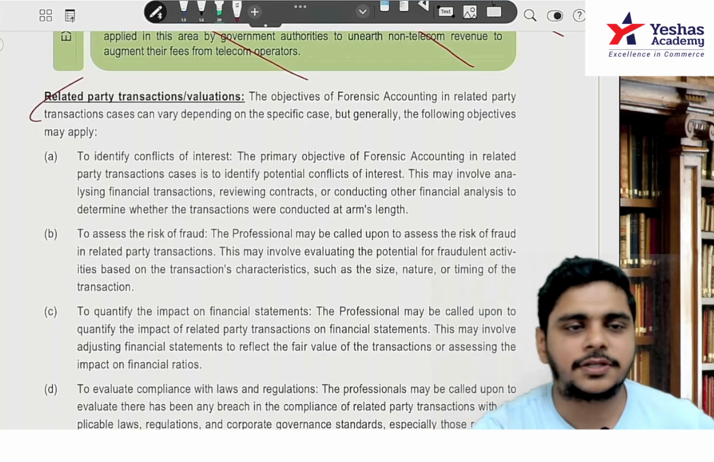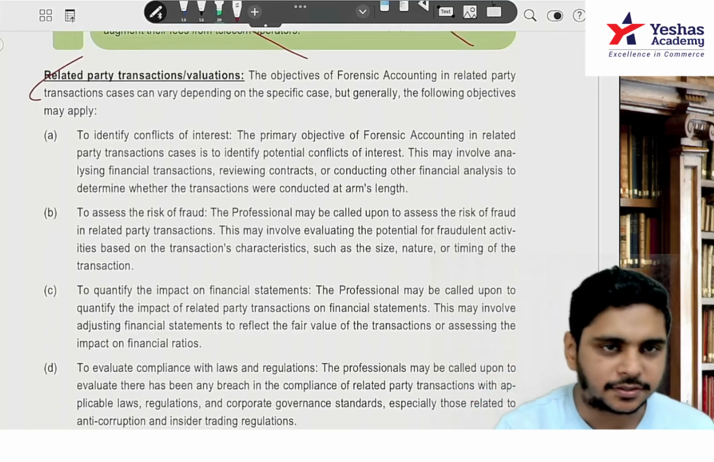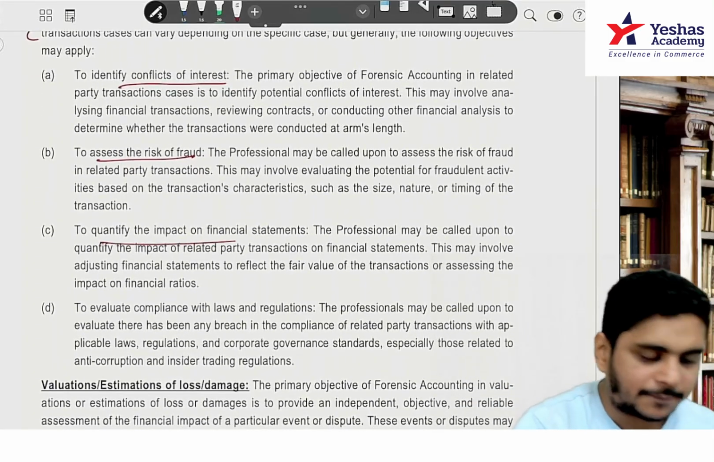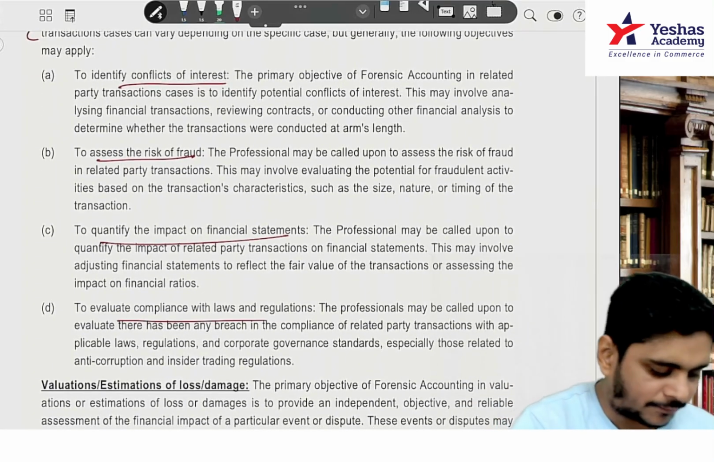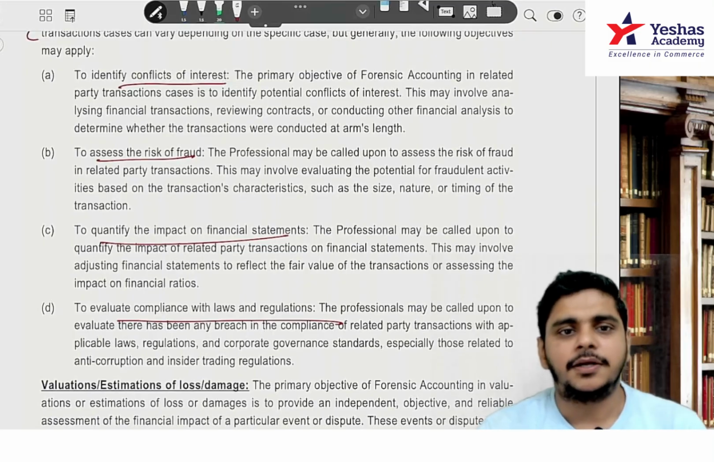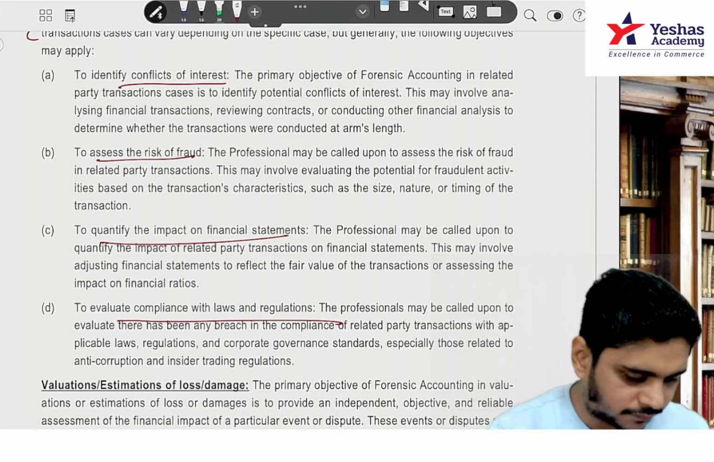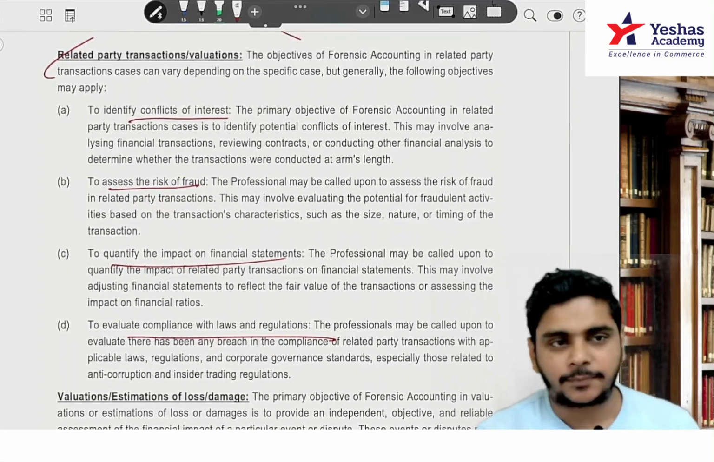So here your forensic professional will find out related party transactions, to identify conflict of interest, to assess the risk of fraud, quantify the impact on the FS, and to ensure compliance with laws and regulations. Because if it's a related party, as per accounting standards, as per Companies Act, you have to disclose, you have to give a lot of disclosures. Okay. So this is related party transactions.